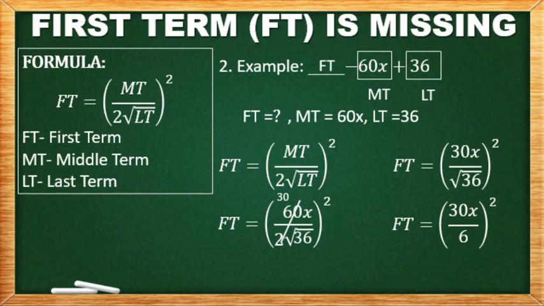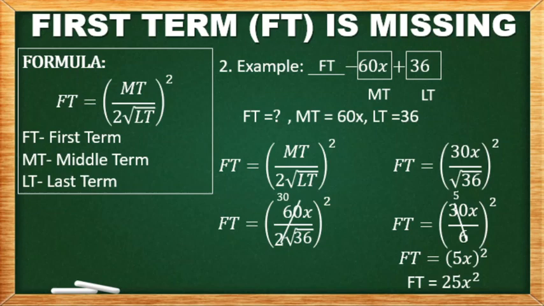Now, divide naman natin yung 30x sa 6. Kaya ba? Yes, pwede. Because 30 divided by 6 is what? Yes, correct. The answer is 5. So ano na lang natira? FT is equal to the square root of 5x. And the square root of 5x is what? 5 times 5, 25. x times x, x squared. That's why our first term is 25x squared.